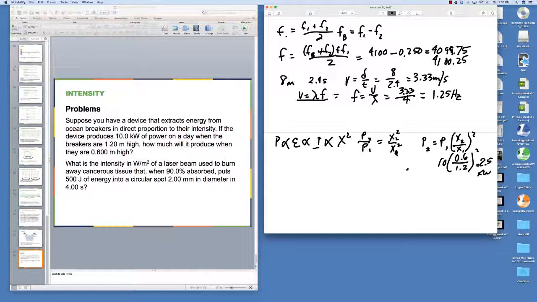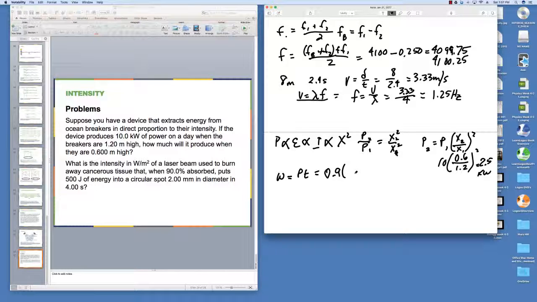The second problem asks for the intensity in watts per meter squared of a laser beam used to burn away cancerous tissue, when 90% is absorbed, and it puts 500 joules of energy in a circular spot 2 millimeters in diameter in 4 seconds. So work is equal to power times time. Remember, power is work divided by time.